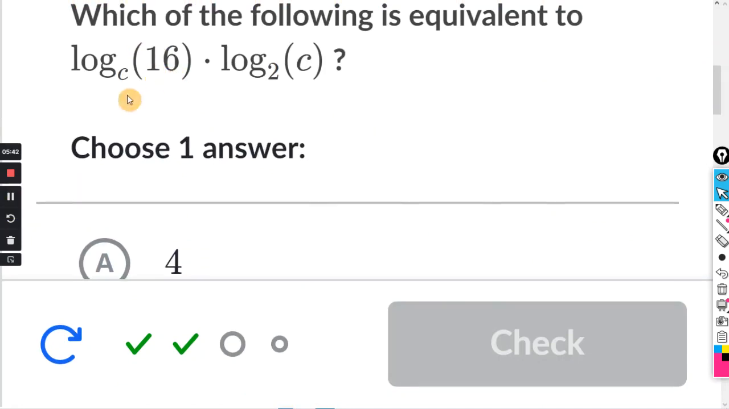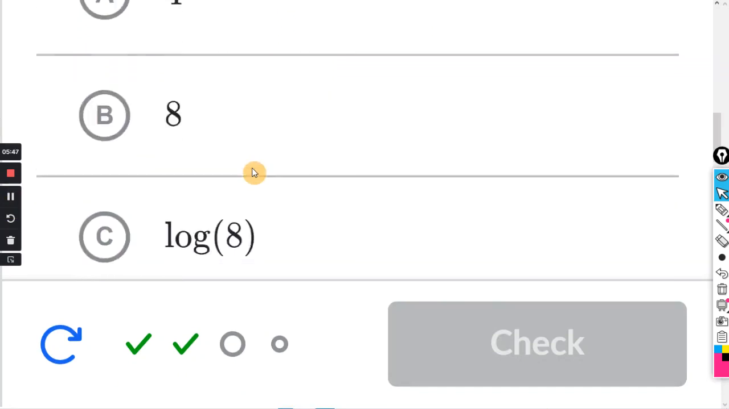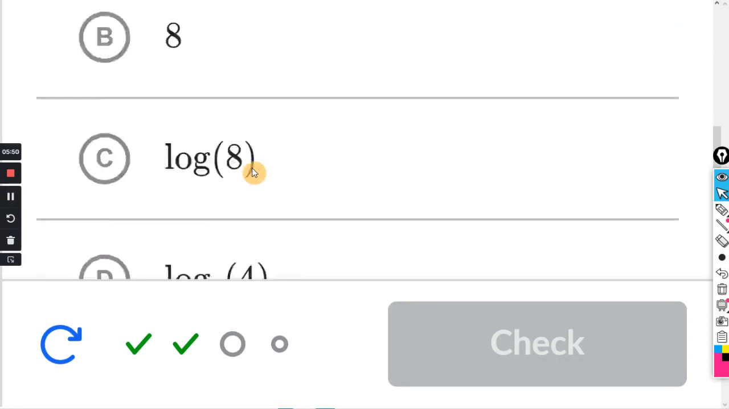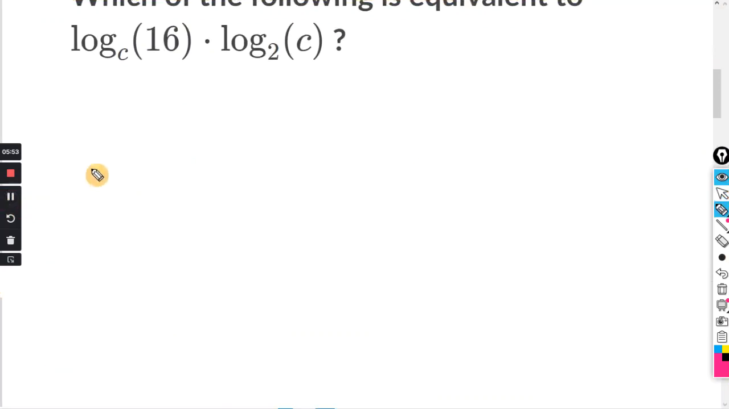All right, which of the following is equivalent to log base c of 16 times log base 2 of c? They have numerical answers and some log answers. Okay, in my opinion, your best bet is to convert both of these to log base 10. So I'm going to do that on both of these. The first one here, remember the base goes on the bottom. So log of 16 is going to be in the numerator, and log of c is in the denominator.